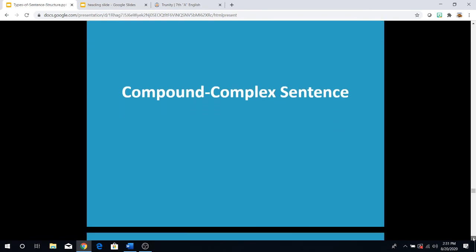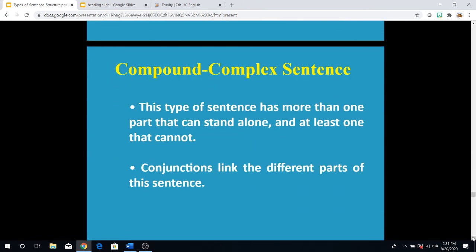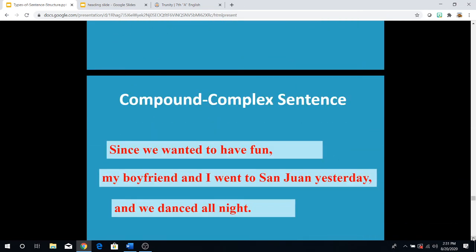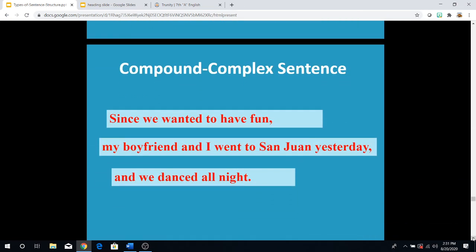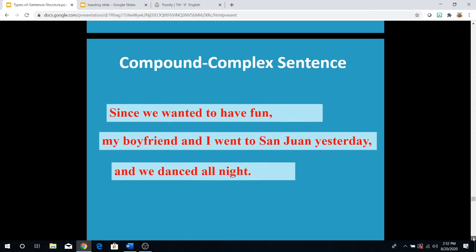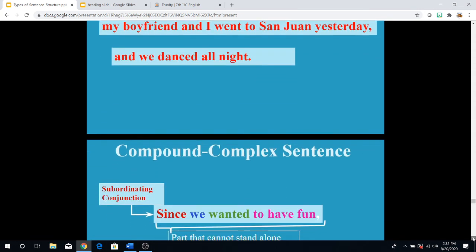Finally, compound complex sentence. This type of sentence has more than one part that can stand alone and at least one that cannot. Conjunctions link the different parts of this sentence. Compound complex sentence example: Since we wanted to have fun, my boyfriend and I went to San Juan yesterday, and we danced all night. See how important those commas are, guys?